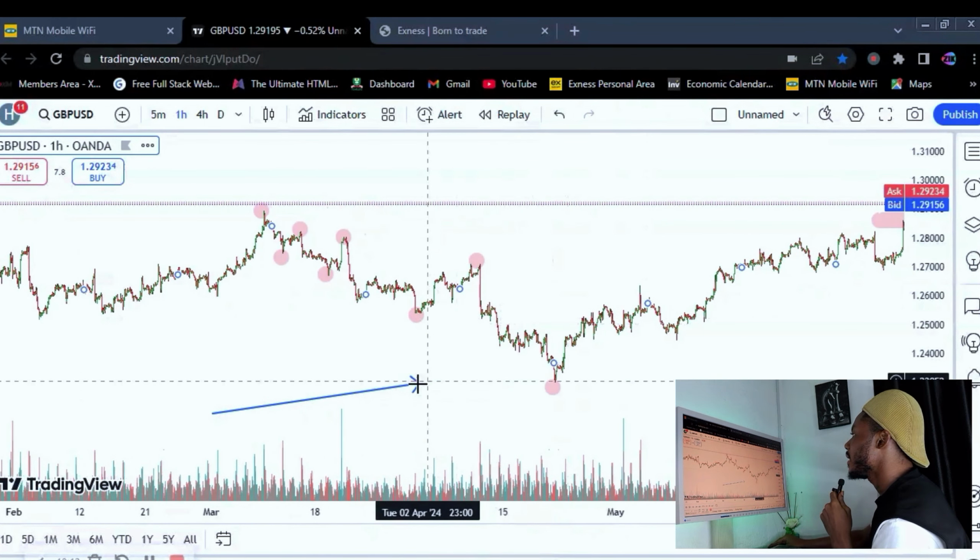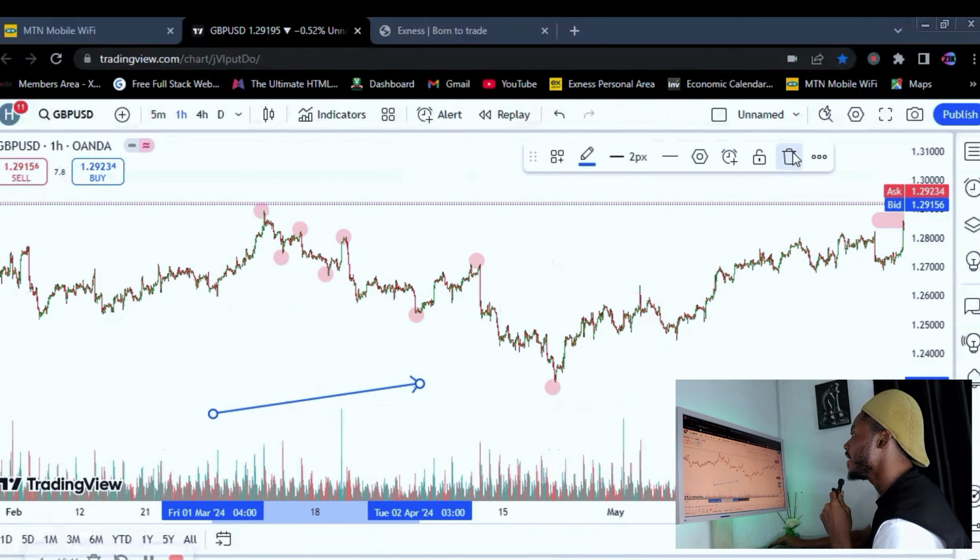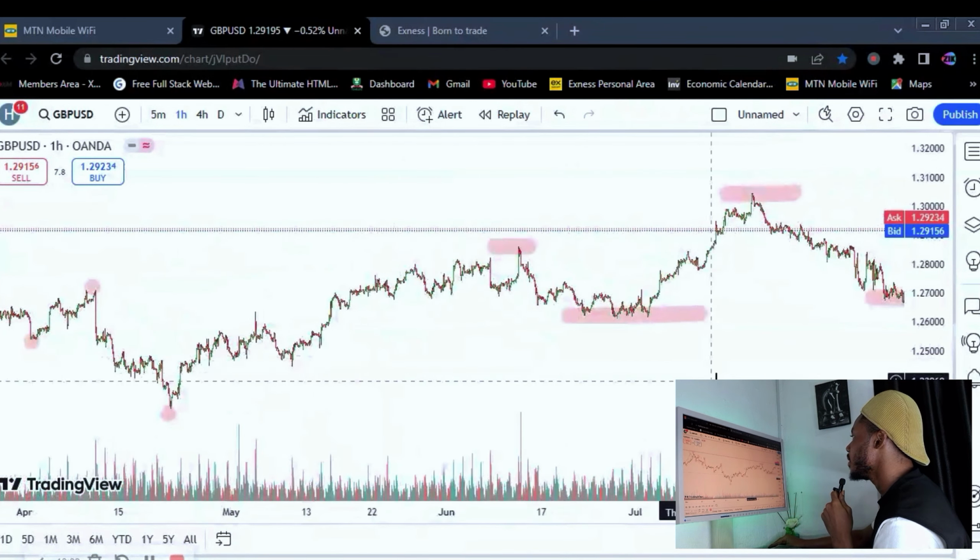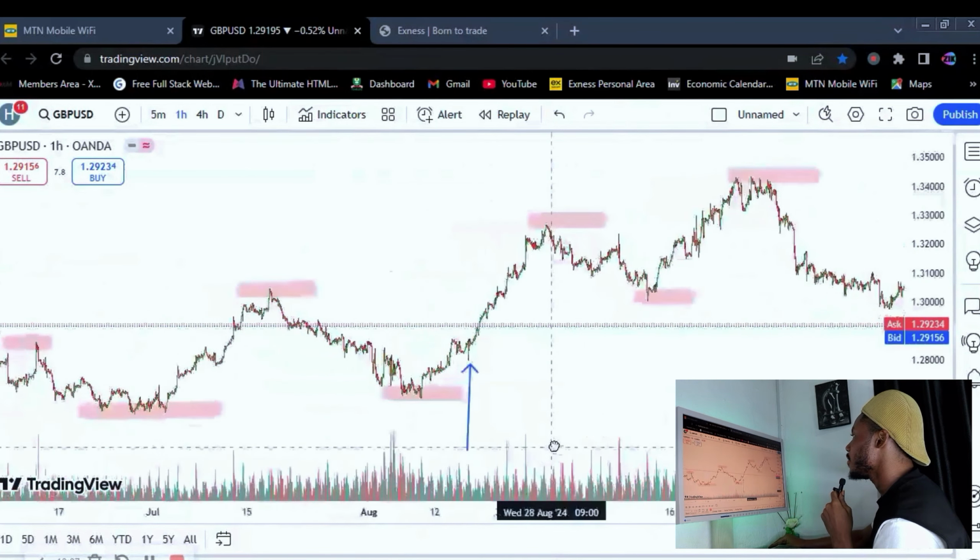So the next thing will be to identify your support and your resistance. Identify your key support and your resistance.